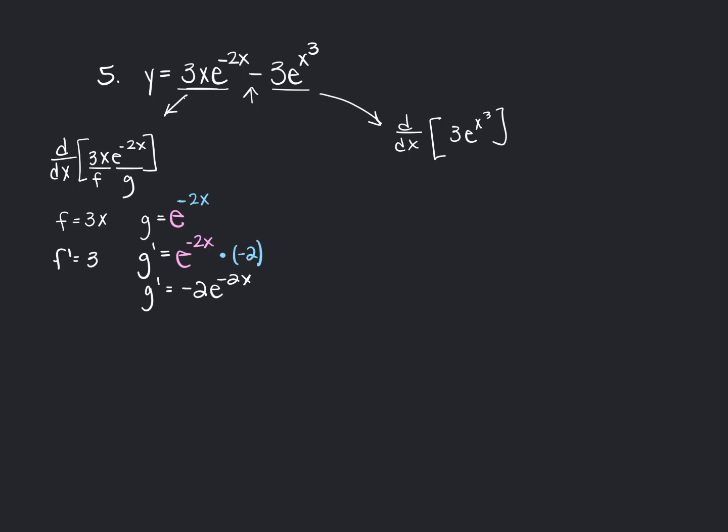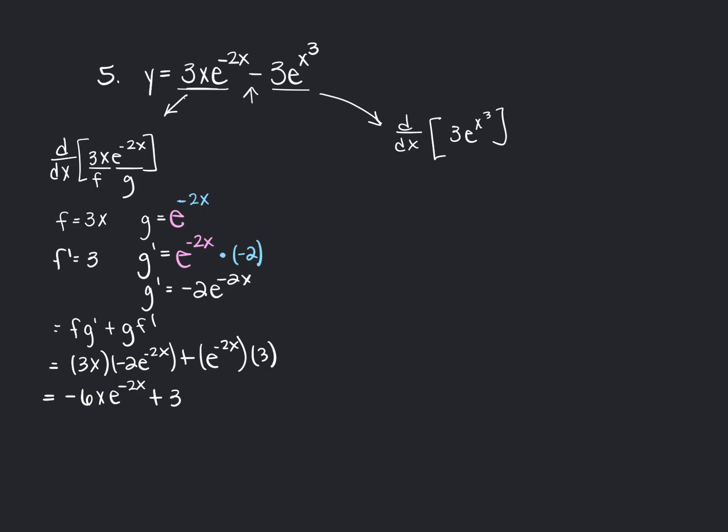Now, the second part here, well, actually, I didn't finish the first part because this first part's a product rule. So we're going to have first times derivative of the second plus second times derivative of the first. So that's going to be 3x times negative 2 e to the negative 2x plus e to the negative 2x times 3. So when I clean up that first part, I'm going to get negative 6x e to the negative 2x plus 3e to the negative 2x.